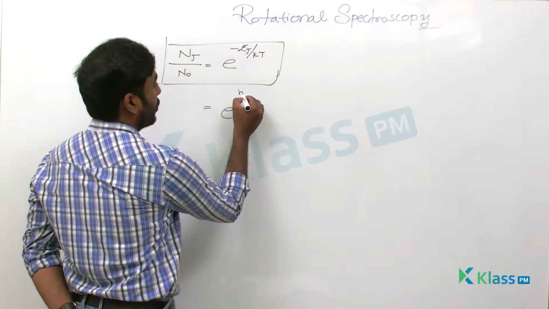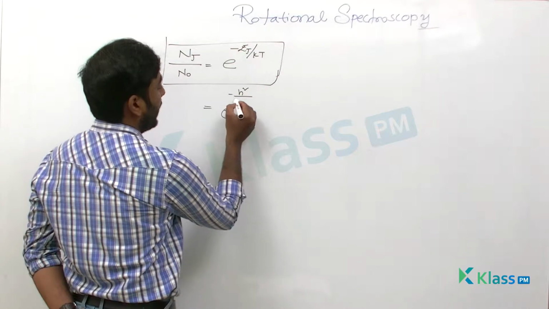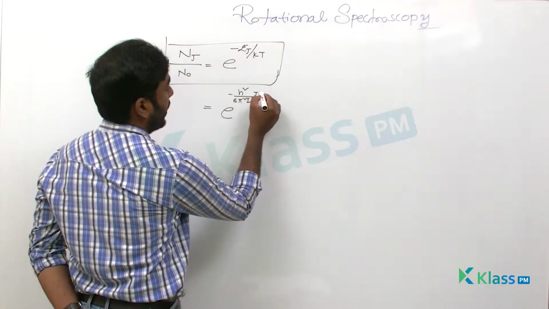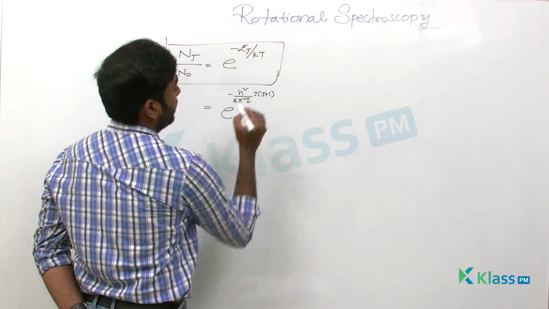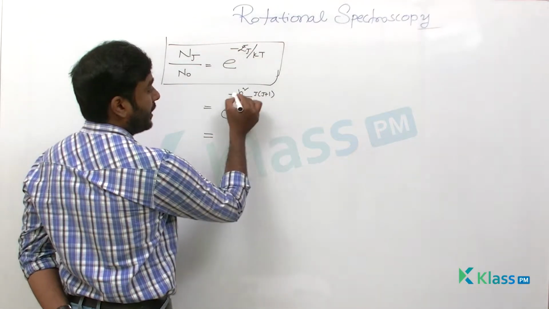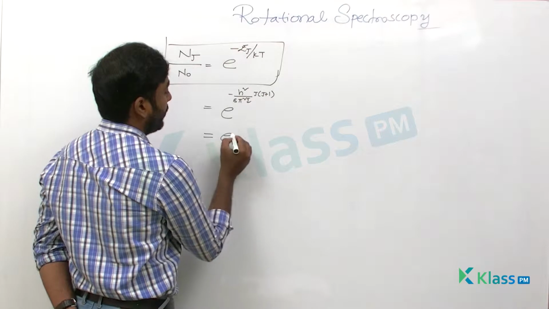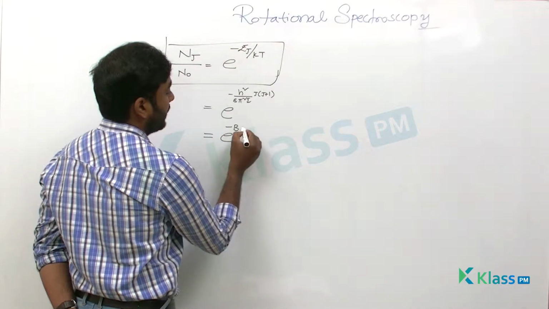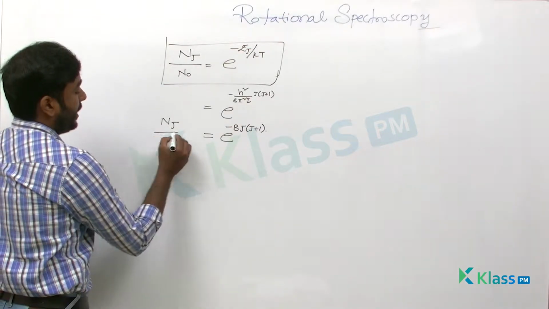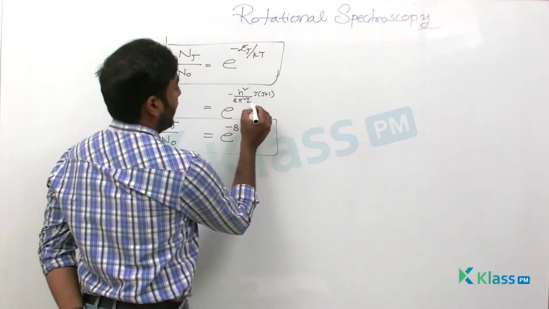It is given h square by 8 pi square I into j plus 1. This is the value we have taken. Now, so that how it will change, we have taken this entire part as b. So e to the power of minus b into j of j plus 1. So nj by n0 is given by this, divided by kt.